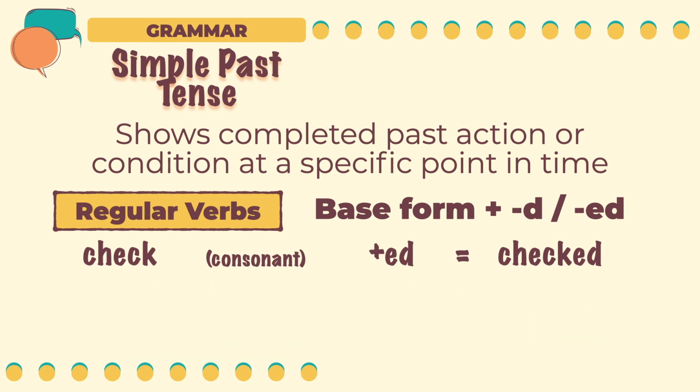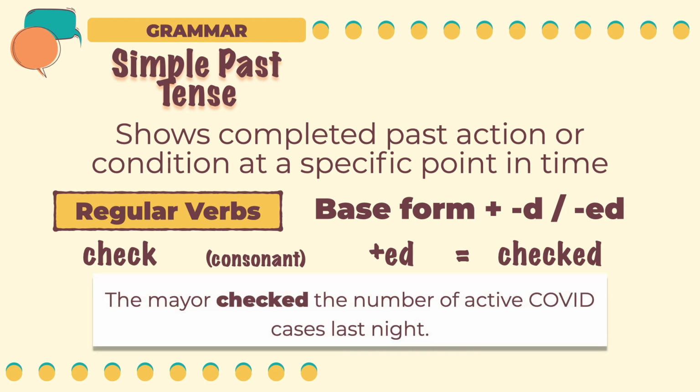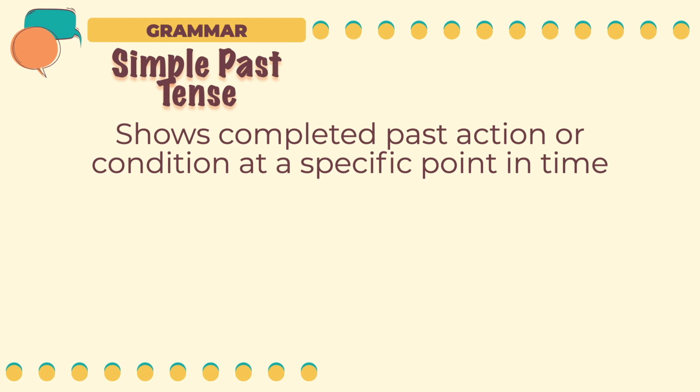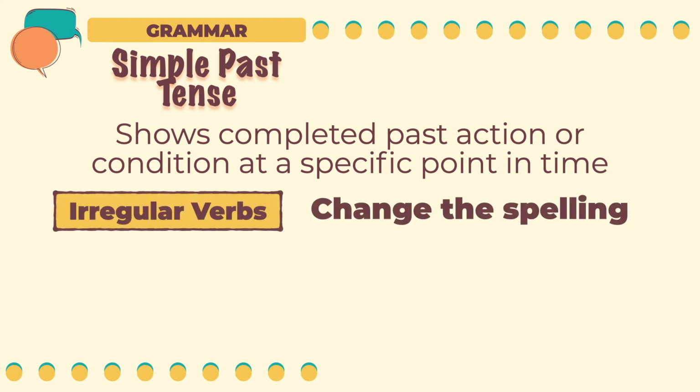Let's have a sample sentence using the verb check. The mayor checked the number of active COVID cases last night. We say that a simple past tense shows an action that happened in the past. This sentence is proven to happen in the past because it uses the simple past tense, checked, and the signal word last night.